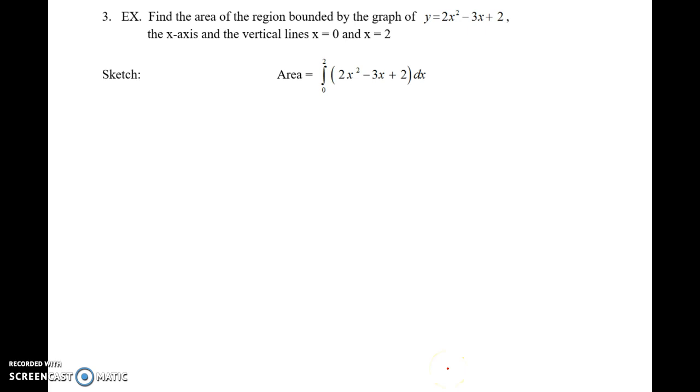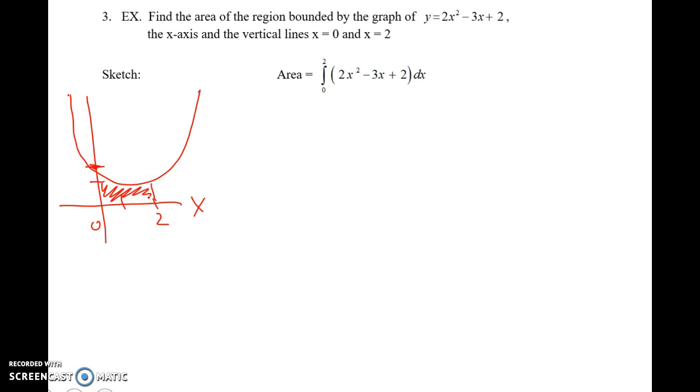We want to find the area of the region bounded by this graph. If I were to sketch this graph, it is a parabola. It does cross the y-axis at 2. It looks like this. Oh, I'm off a little bit. Right there. It should cross at 2. And we want to find the area of the region bounded by this graph, the x-axis, and between 0 and 2. So this shaded region here.